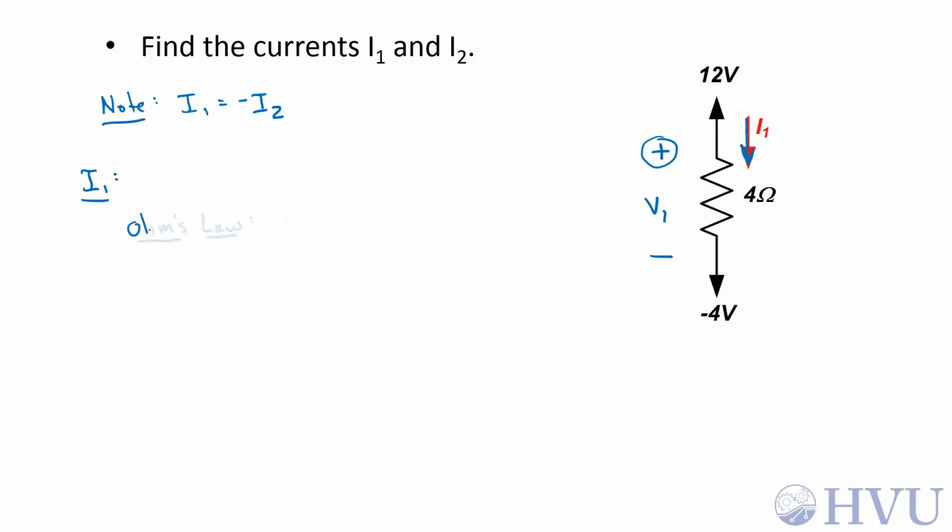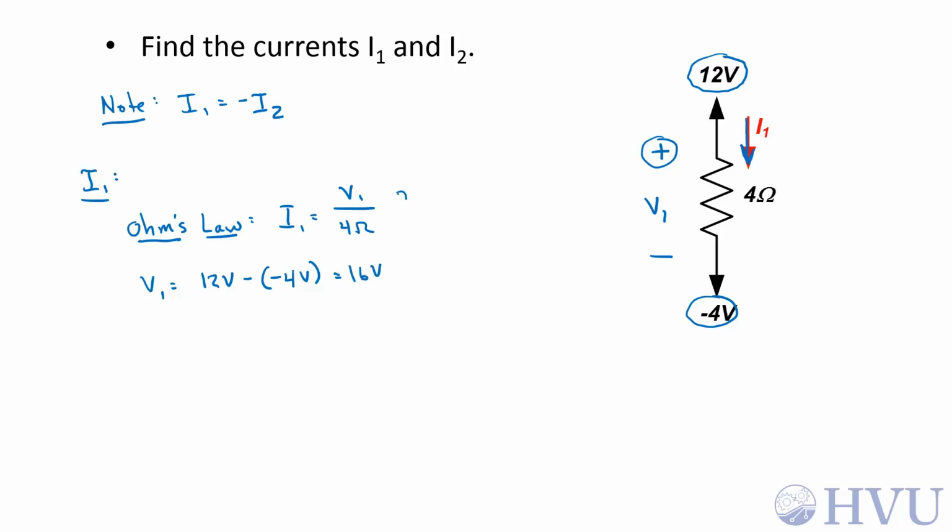Now, according to Ohm's law, the current is the voltage difference, which is V1, over the resistance, which is 4 ohms. V1 is equal to the voltage at the positive terminal, which is 12 volts, minus the voltage at the negative terminal, which is negative 4 volts. Always subtract the voltage at the assumed negative terminal from the voltage at the assumed positive terminal to get the voltage difference. This is 16 volts, so from these two expressions, I1 is equal to 16 volts over 4 ohms, which is 4 amps.